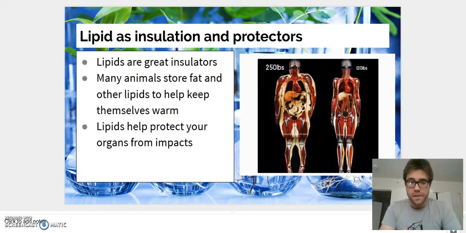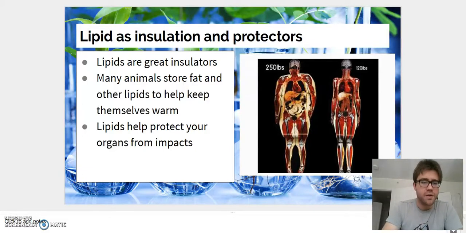So lipids are called insulators. That means they help keep you warm. A lot of animals store up fat to help keep themselves warm over winter, and whales have a lot of fat or blubber to help keep them warm for their whole life, because they swim in cold water. Lipids also protect your organs from impact because they make it safe in case they get hit. All right, so those are lipids.